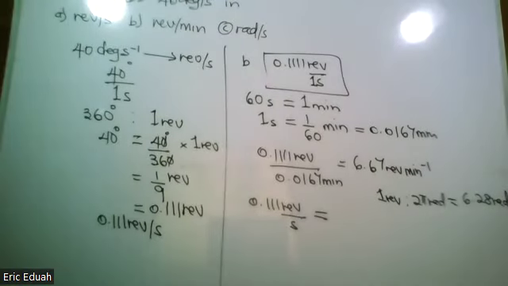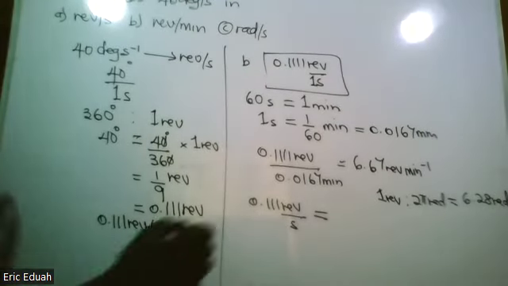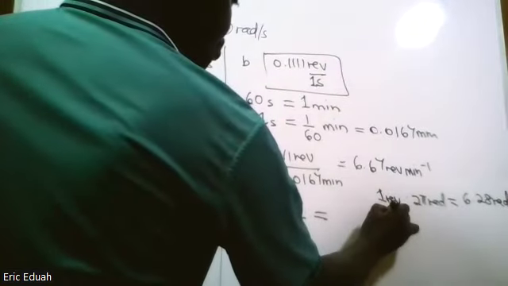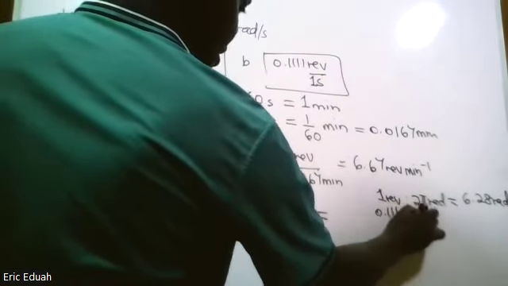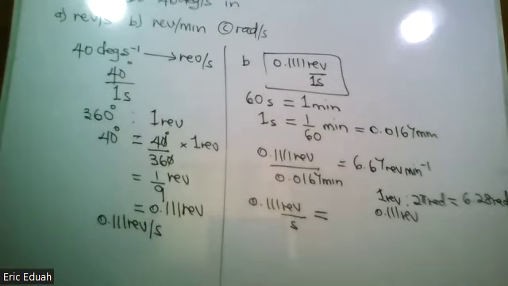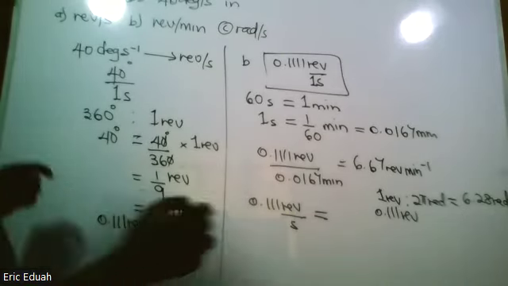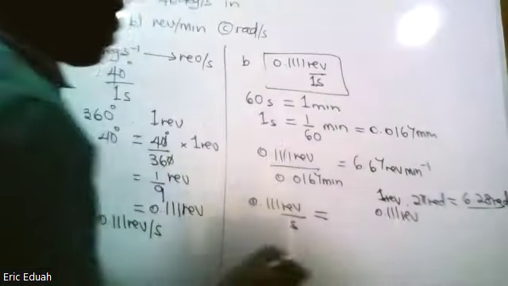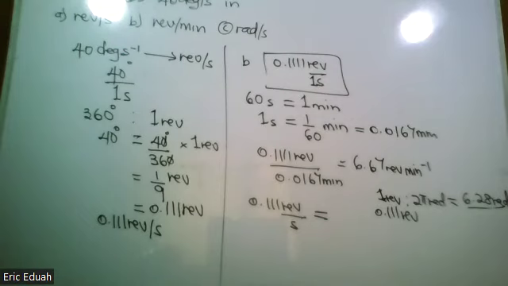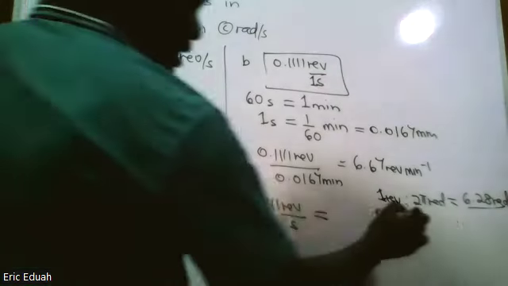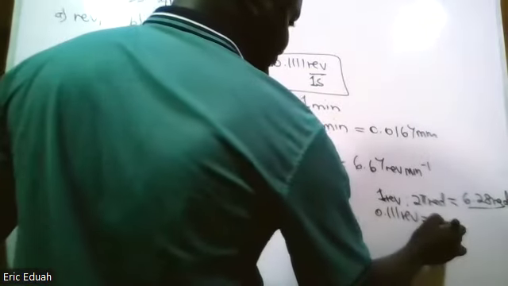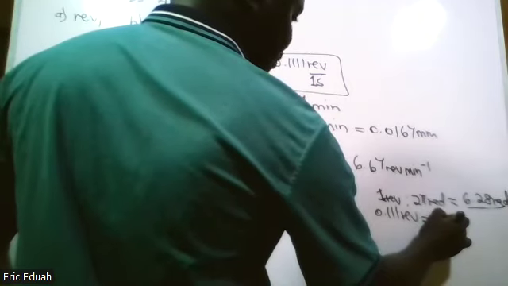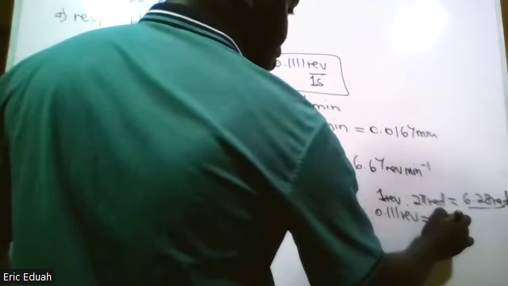So if 1 is this, what of 0.111 revolution? Will it be more or less? If 1 is given as this, 0.111 revolution, will it be more or less? Certainly it will be less. If less, then more divide.